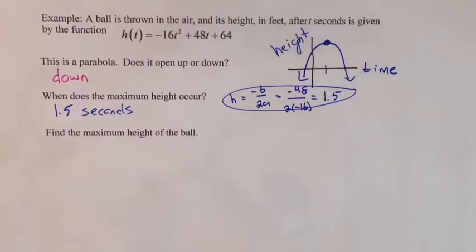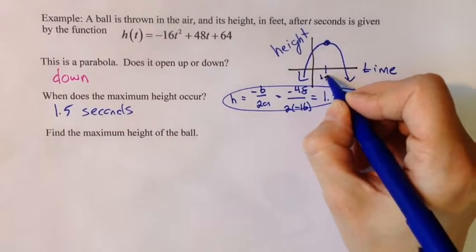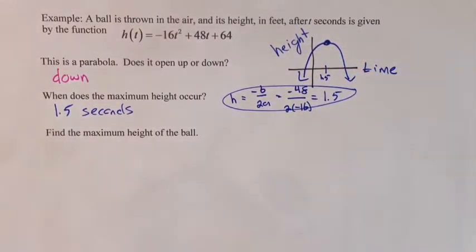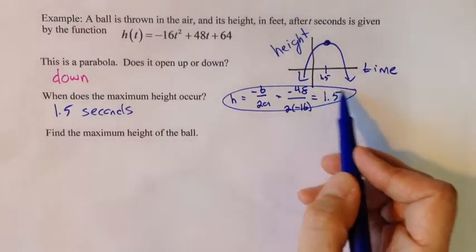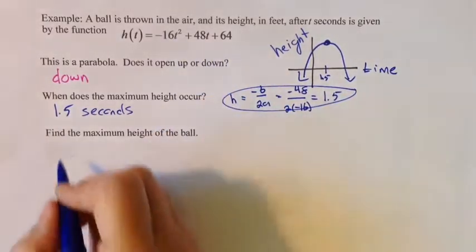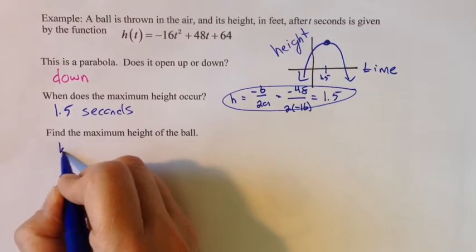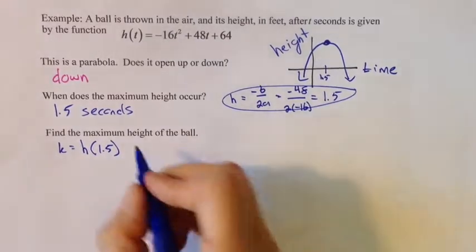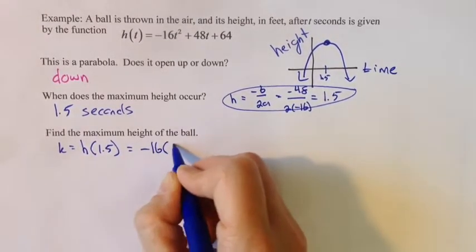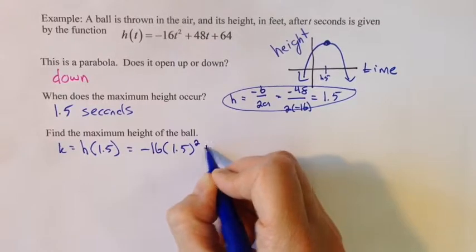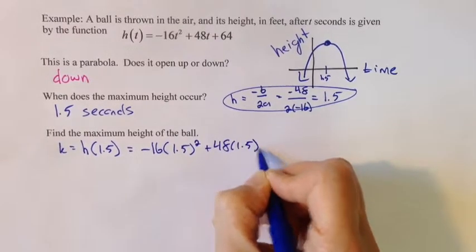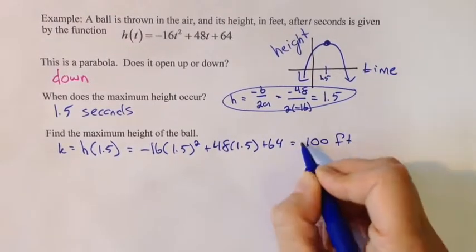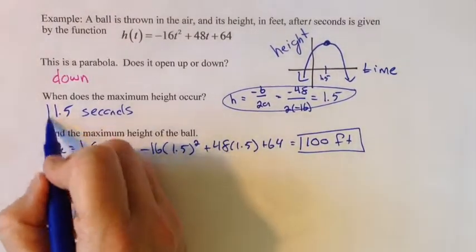The next thing is to find the actual maximum height. In order to find out what this height is, I need the y value of the vertex. To find the y value of the vertex, I take my 1.5 seconds and plug it back into the formula. So I'm looking for the k, or the y value of the vertex, which is my function evaluated at 1.5 seconds. So I plug 1.5 in for my t. And after some simplifying, I think we should get 100 feet as the maximum height that the ball achieves.